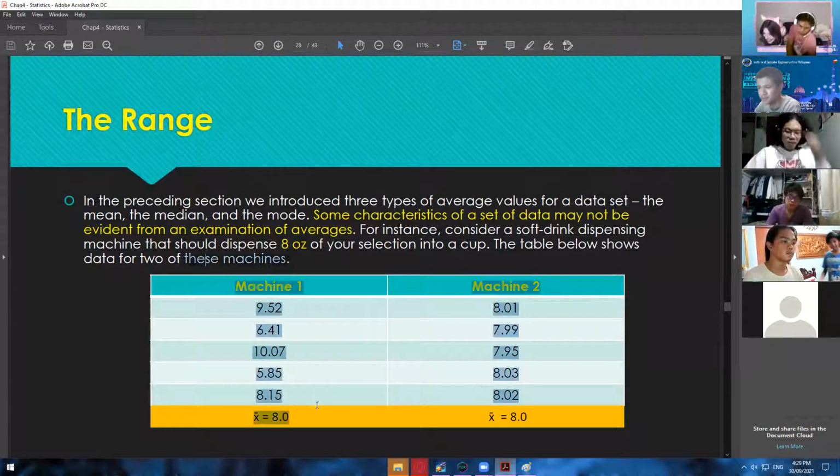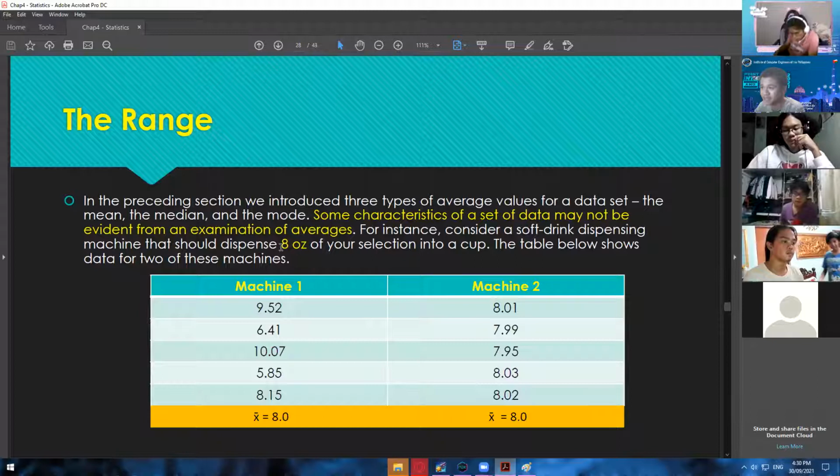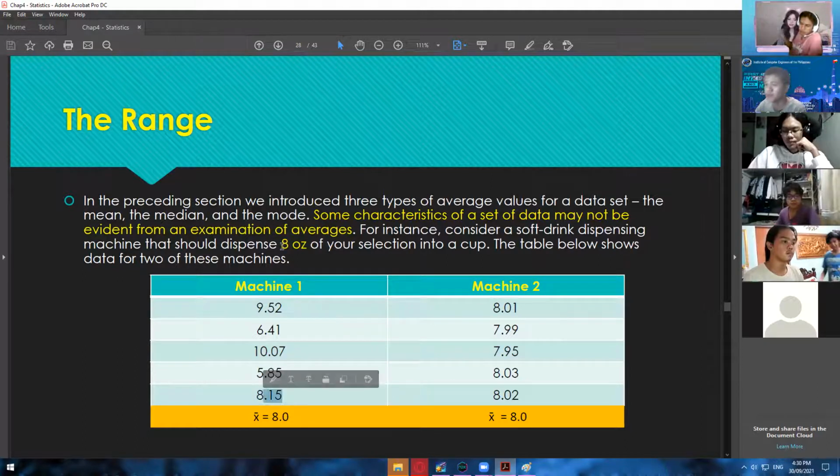Let's start with machine one first. Let's say it first dispensed 9.52 ounces. It's more than what we expected, since it should be 8 ounces only. The second one is 6.31, so it is now lacking some amount of soda in that bottle. The third one is 10.07, so it's more than the expected dispense amount. The next one is 5.81, so we're lacking again. 8.15 is the best one, I think this is the closest to your 8 ounces.